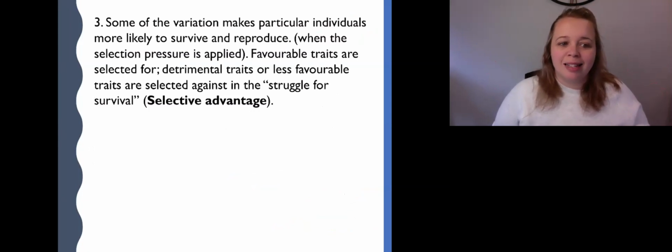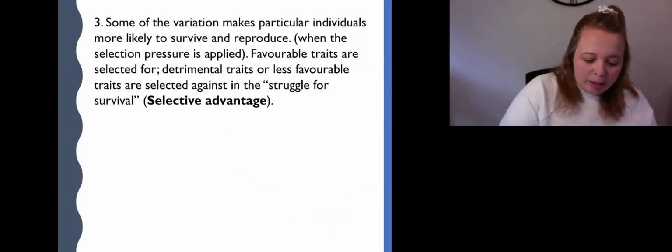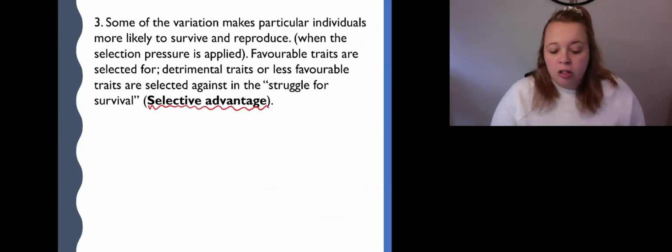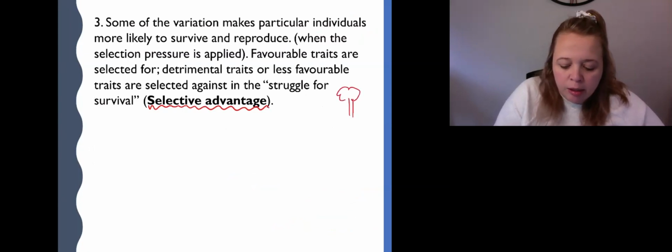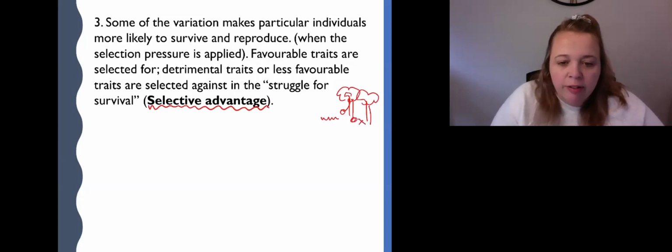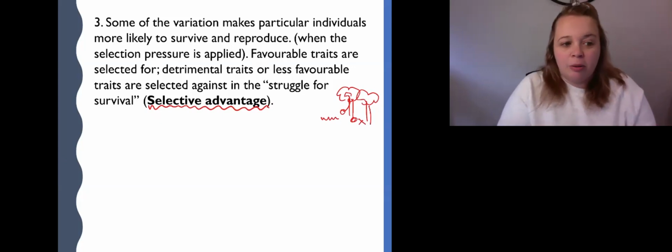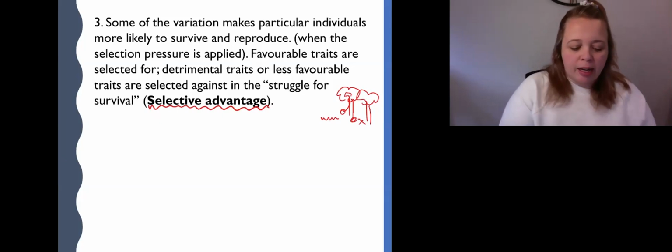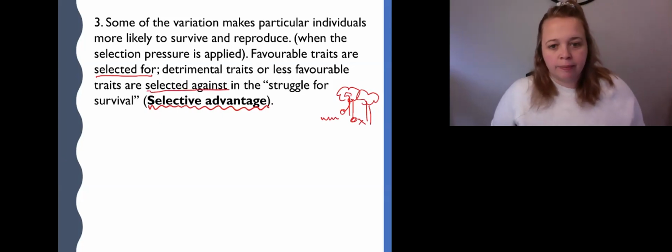The next step that comes along is that some of those individuals are going to be better suited to the environment. These are the ones that have what we call a selective advantage. So say the environment ended up being a bunch of trees. A new predator comes along and it's a ground dwelling predator. Any organism that has the ability to climb a tree has the selective advantage here. Any organism that stays on the ground has a selective disadvantage. So there has to be a variation that gives someone an edge compared to others. Favorable traits are the ones that we say are selected for, and detrimental or less favorable traits are what we call selected against.